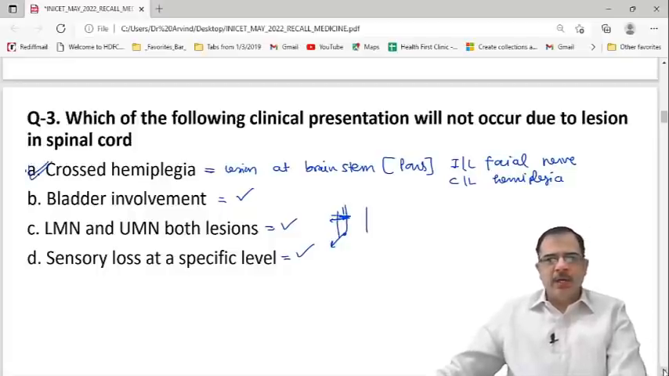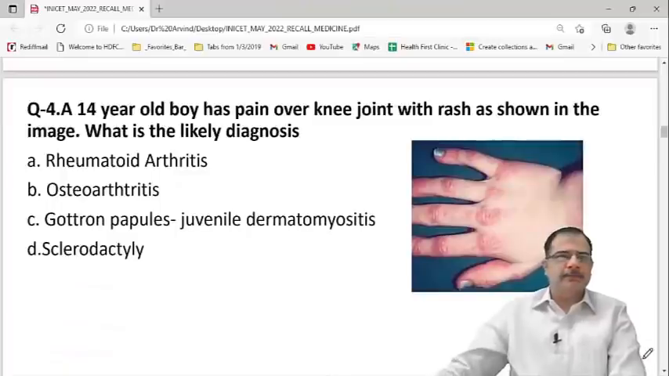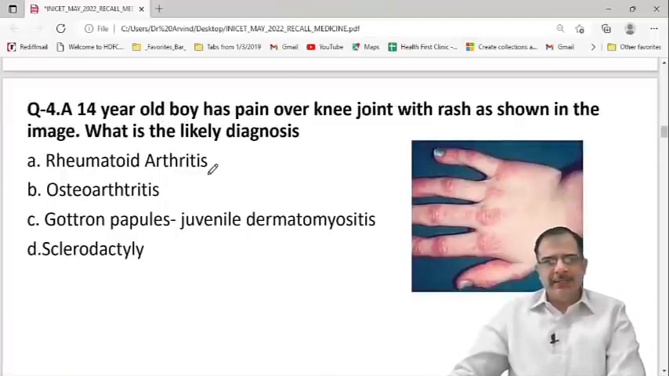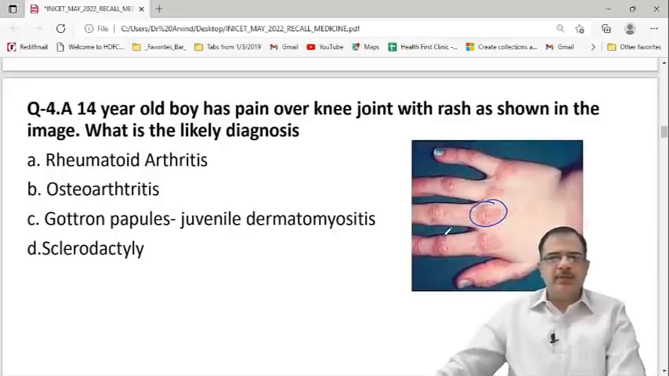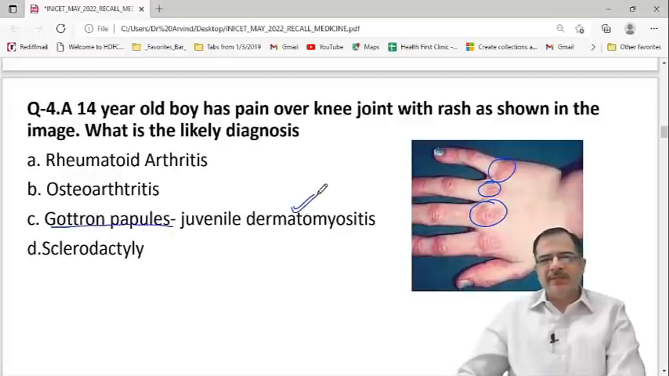Now, coming to question number 4. A 14-year-old boy has a pain over the knee joint with a rash as shown in this figure. So the rash is over the knuckles area that you can see, and this is a typical Gottron rash which is seen in dermatomyositis. So this is the C option, which is the best answer here. Such type of rash is not seen in rheumatoid arthritis and scleroderma, and osteoarthritis definitely not.